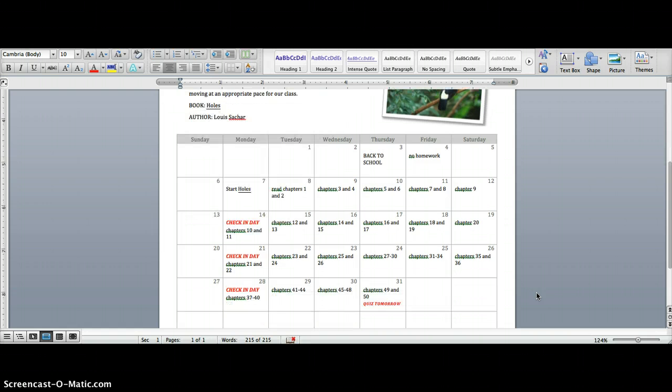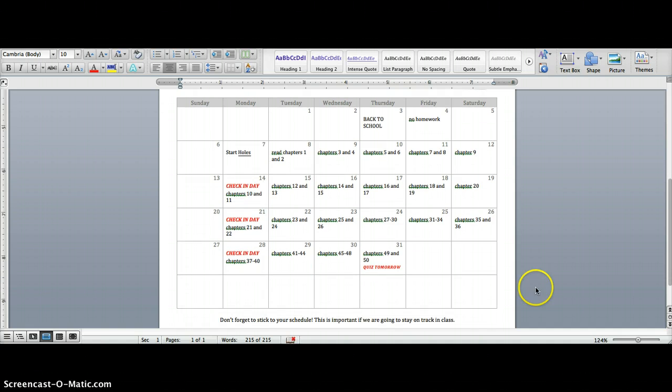So, for example, on the 14th, 21st, and 28th, the 3 Mondays after we've started the book, there will be check-in days to make sure that the students are actually keeping on track. And then on the 31st, there's a quiz the next day. So, just kind of important.